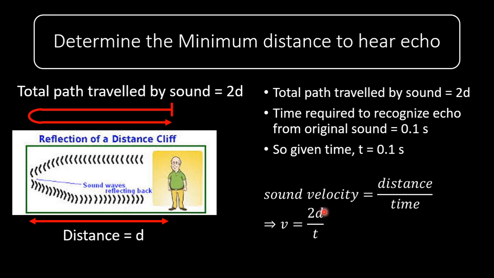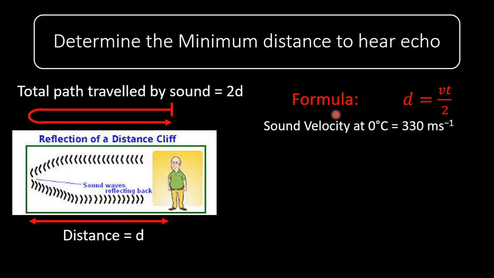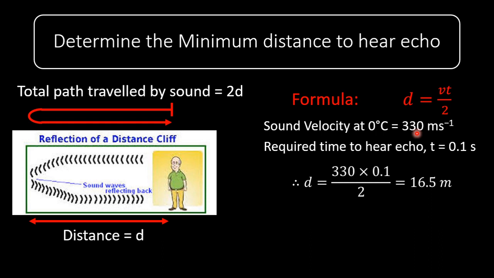From this we can find the distance between the person and the cliff, d equals vt by 2. So from this we get the formula to determine the minimum distance to hear echo, d equals vt by 2. Now we want to determine the minimum distance to hear echo at 0 degrees Celsius temperature. We know that the sound velocity at 0 degrees Celsius is 330 meters per second. So when we put the values, we get the minimum distance to hear the echo as 16.5 meters.